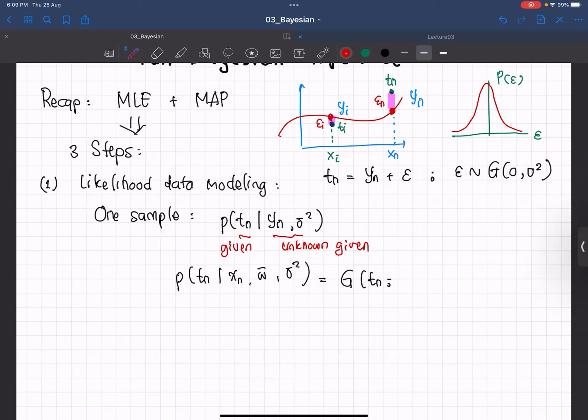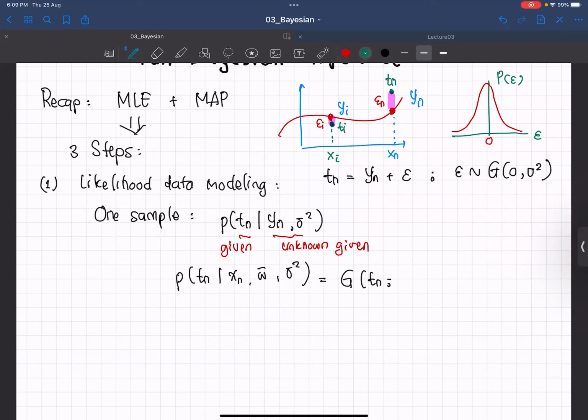What is the likely value of epsilon? Anyone? There's no Yn in this graph. It is 0. It's likely to be 0 here because that's the highest probability. So epsilon is likely to be 0 if you draw from this Gaussian distribution.